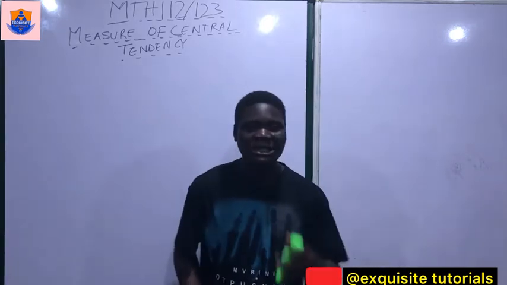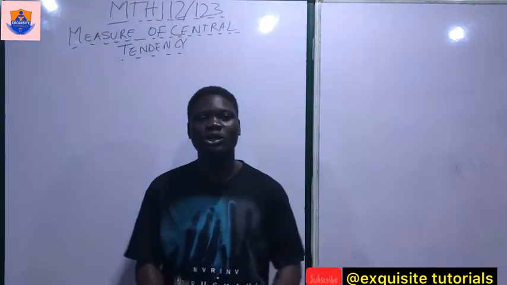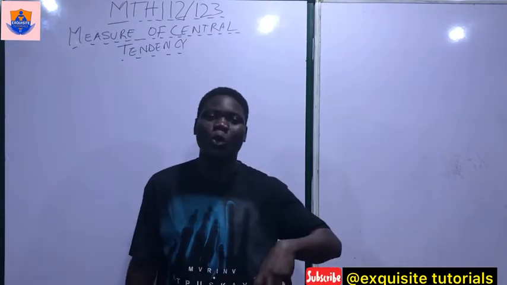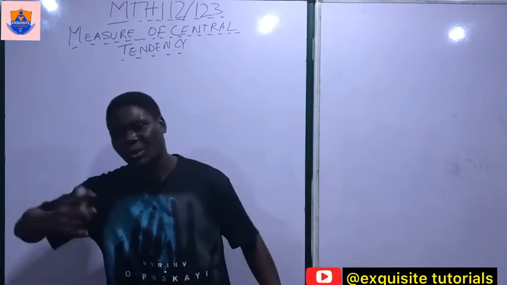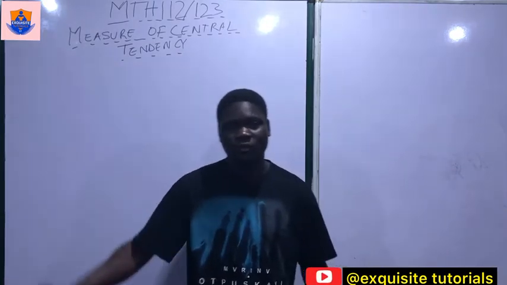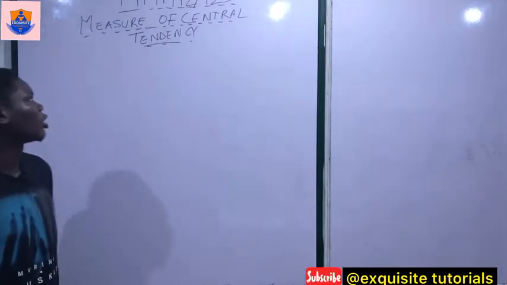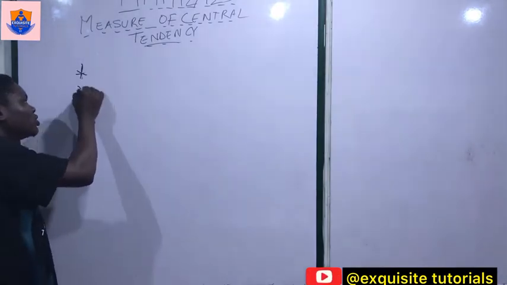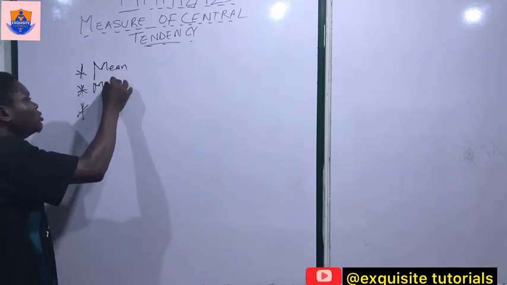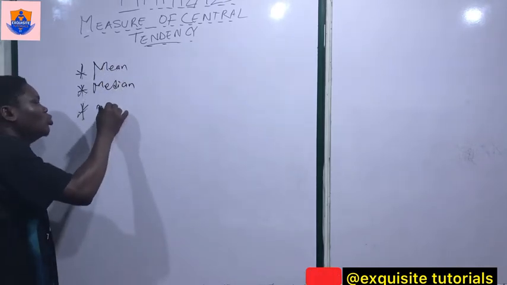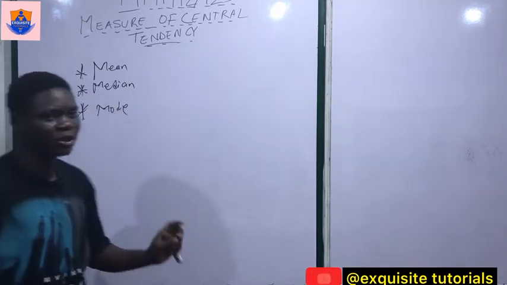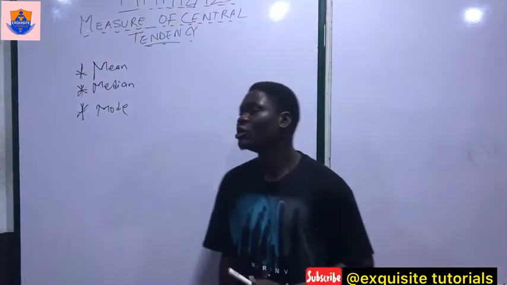Now, in doing so, there are different ways you actually represent this data with one single data. These ways are dependent on the data, because if you use one particular way, another set of data may fail you. Now, in measure of central tendency, we are going to talk about three major measures. We have the mean, the median, and the mode. So let me quickly explain these three. The mean is more like an average. I'm going to explain with an example.